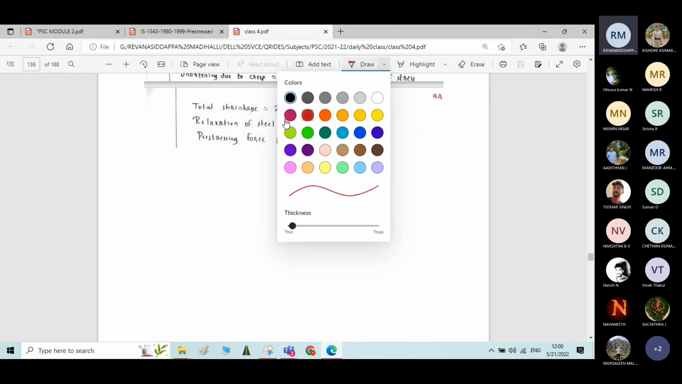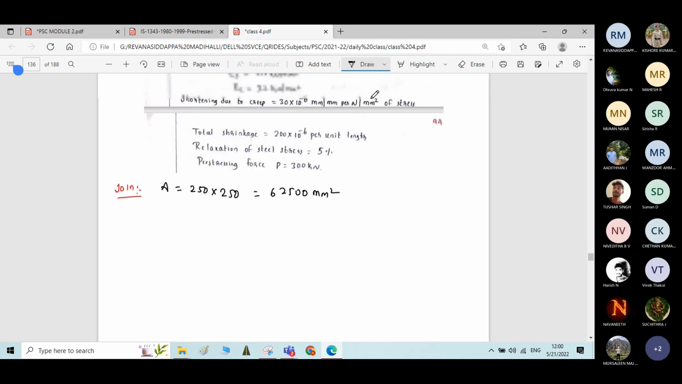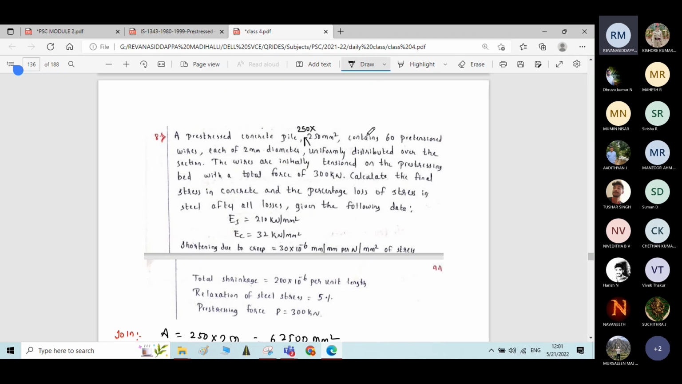Solution. Area of cross section A is equal to 250 by 250 mm square, so if you multiply, it will be 62,500 mm square. This is the cross-sectional area. It contains 60 pre-tensioned wires, each of 2 mm diameter, uniformly distributed over the section.